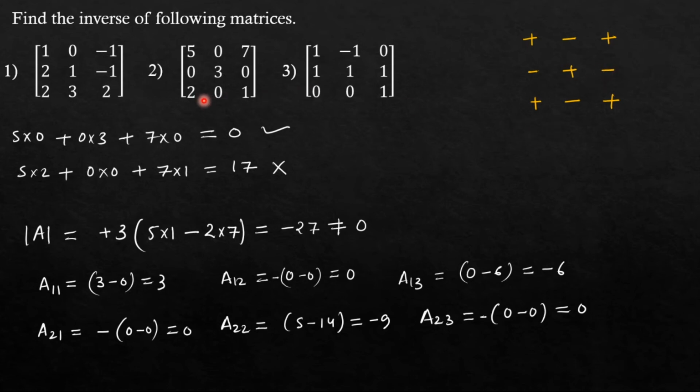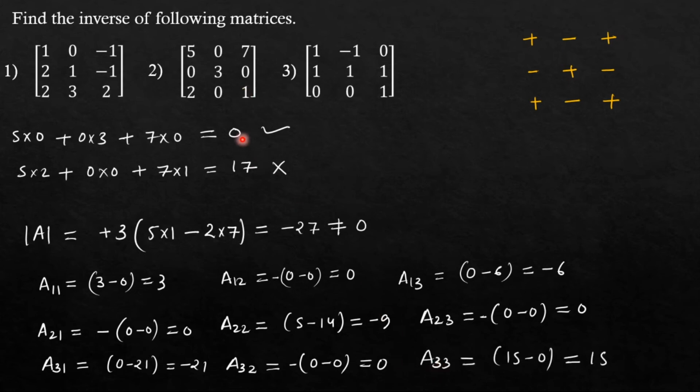Now come to this element 2, that is A31. So I will neglect this column and this row. So 0 into 0 minus 7 into 3, so 0 minus 21, that is minus 21. Come to this element, that is 0, I will neglect this row and this column. So 5 into 0 minus 0 into 7, that is 0 minus 0. Now this element, last element, that is A33, I will neglect this column and this row.